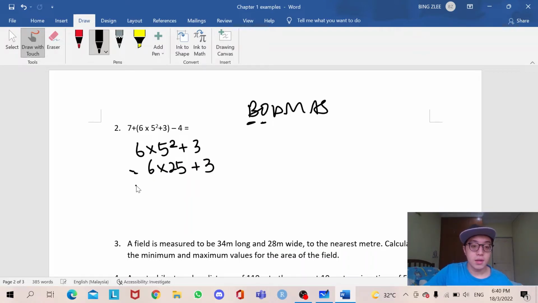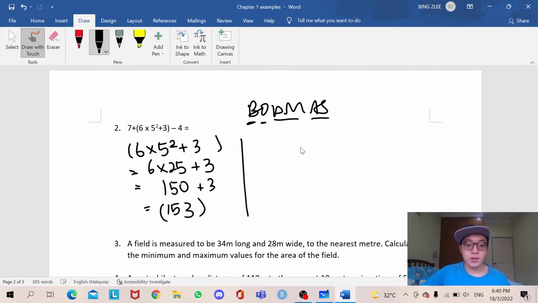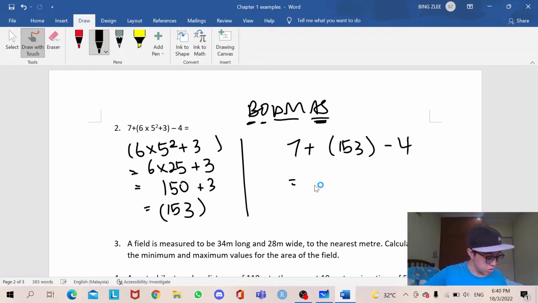Then we will further continue down to D and M. So we have multiplication here. So we have 25 times 6, which gives you 150. So 150 plus 3, and lastly A and S. So you get 155 inside the bracket. After you have done this, you can list out everything here minus 4. So it's purely A and S, so you can just key it in your calculator, and you will get the answer as 156.